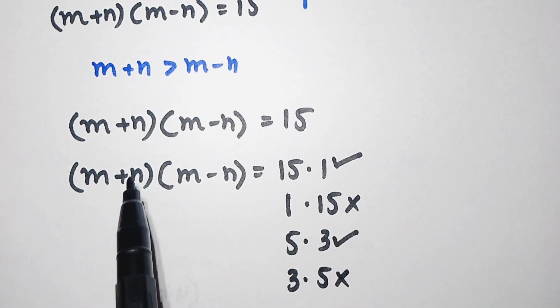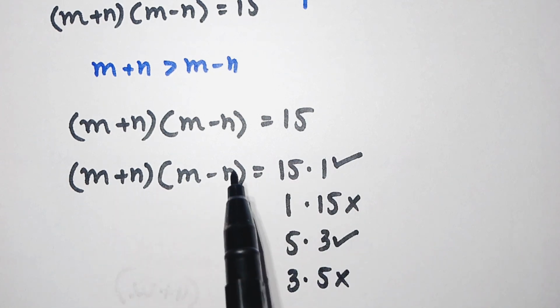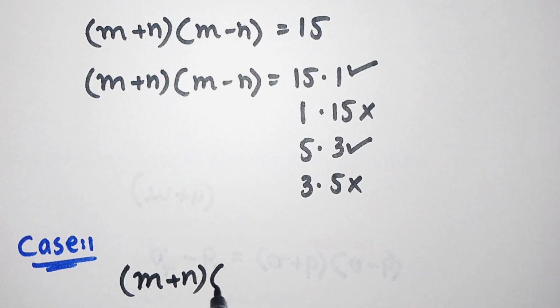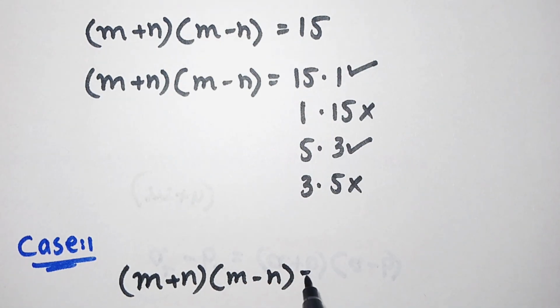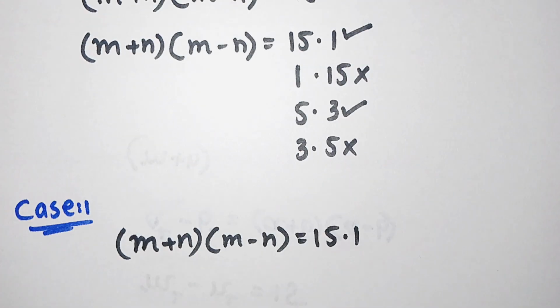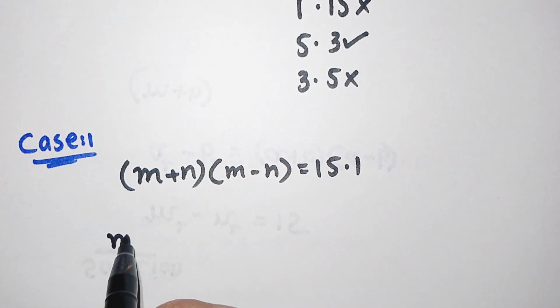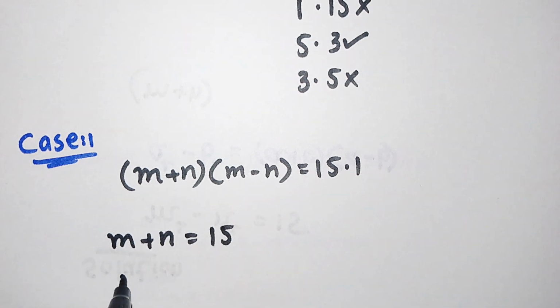The case number first is m plus n times m minus n is equal to 15 times 1, and the second case is m plus n times m minus n is equal to 5 times 3. So here the case number first is m plus n times m minus n is equal to 15 times 1. So this shows that m plus n is equal to 15 and m minus n is equal to 1.